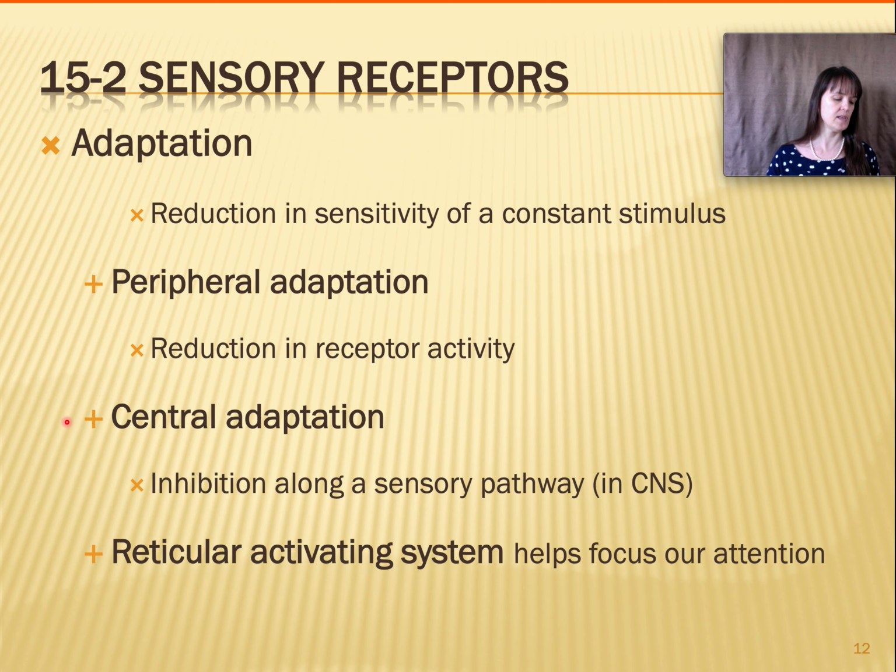And inhibition along a sensory pathway is called central adaptation. So peripheral adaptation happens in the PNS, central adaptation happens in the CNS, hence the words. The CNS, as a reminder, is the brain and spinal cord.